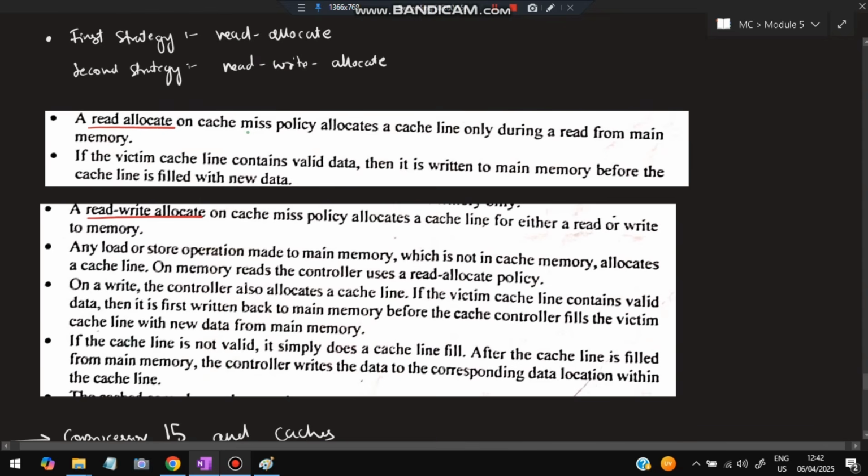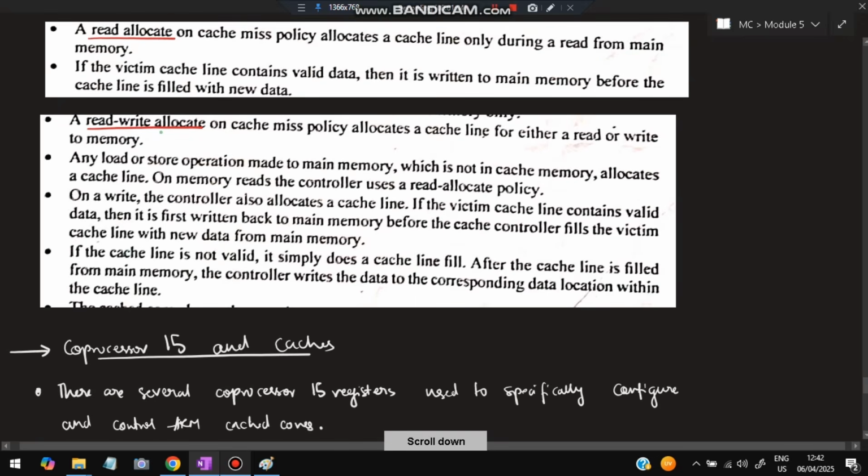In read allocate, on a cache miss, the policy allocates a cache line only during a read from the main memory. Whenever a read is happening, you'll be allocating a space. That is called read allocate. Read-write allocate will be allocating a cache line for either a read or a write. So any read or write operation on data which is not in the cache memory causes a cache miss, the data will be fetched from the main memory and then written or read, whatever is required, if you use the second strategy.